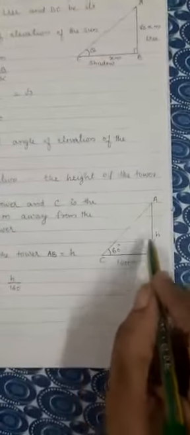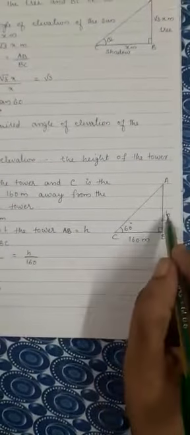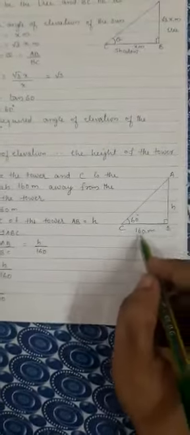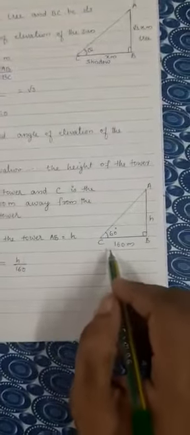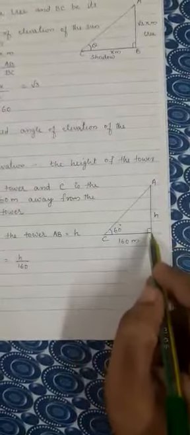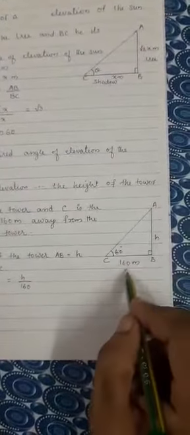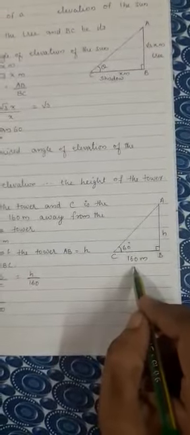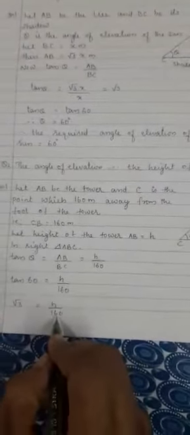In right angle triangle ABC, we have to find out this h. From this value, you have to find out the value of AB. Make the trigonometrical ratio between these two. So, tan theta is equal to AB divided by BC. So, tan 60 is equal to h divided by 160. Tan 60 is equal to root 3, equal to h divided by 160. Therefore, h is equal to 160 into root 3.